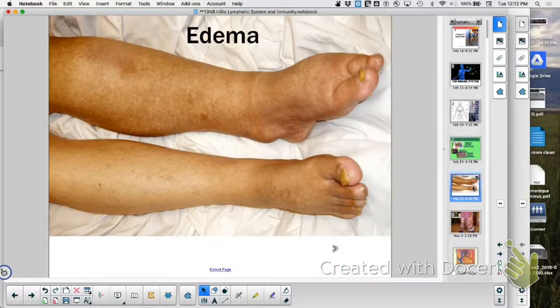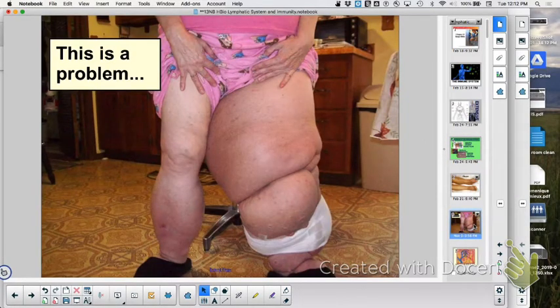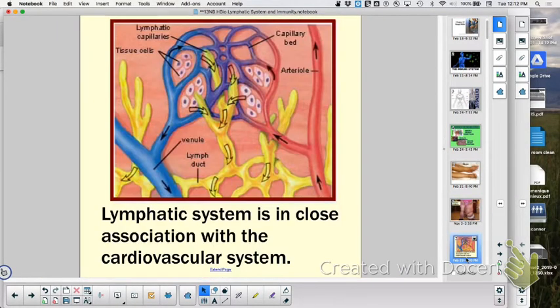So if you didn't absorb that excess tissue fluid, you would have edema. We talked about that. Here at your lymphatic system, you can see that exchange.